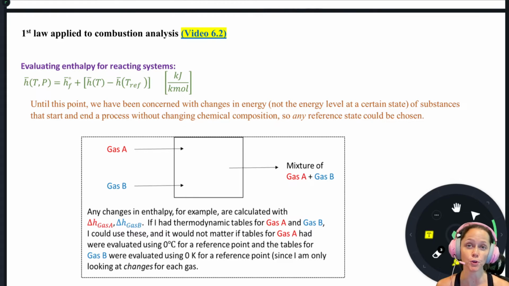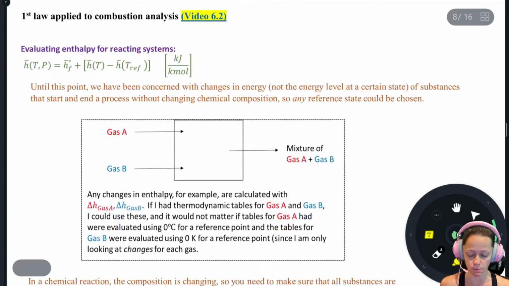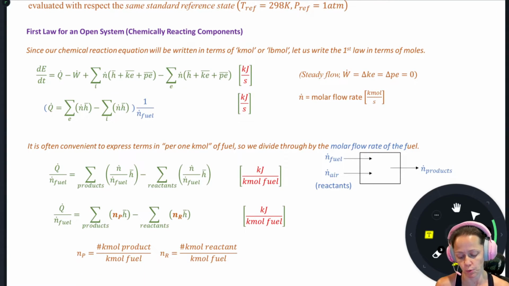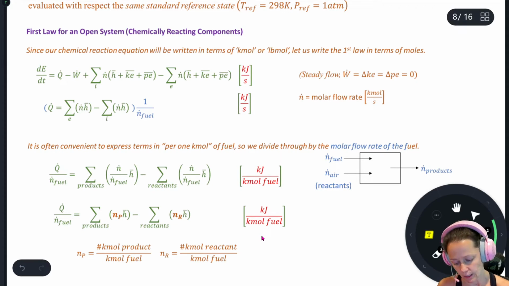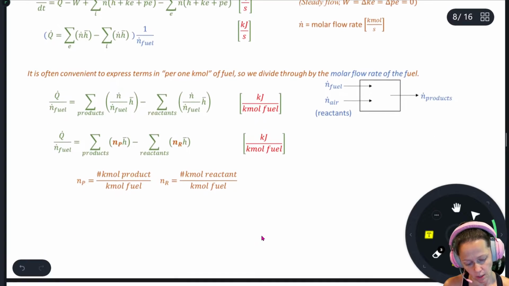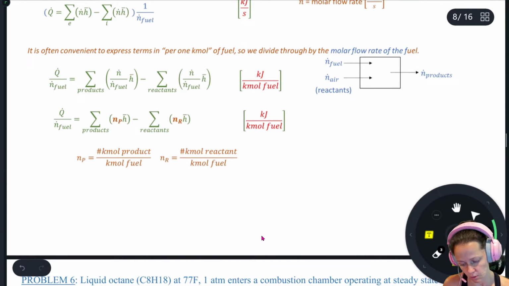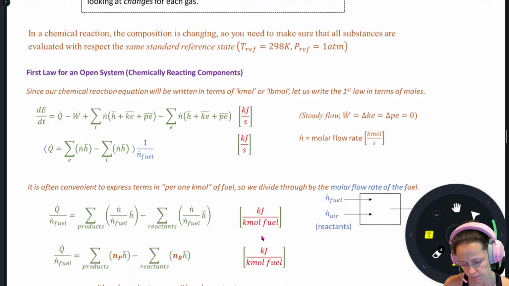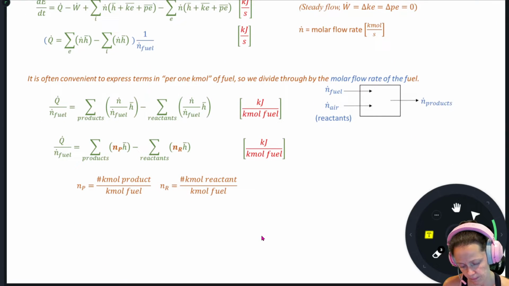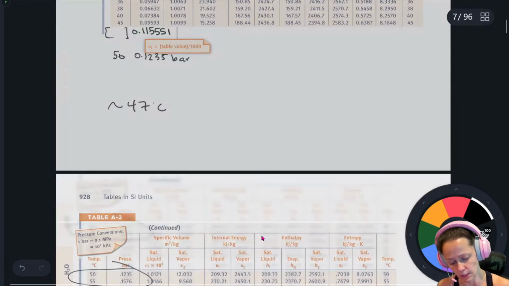All right, so if you have not watched video 6.2 yet, I would suggest that you do. So this talks about the first law of combustion applied to open systems. We also have a first law for closed systems, but in this class we are going to limit our discussion to open systems. So we won't go over the derivation, but this is what we have.